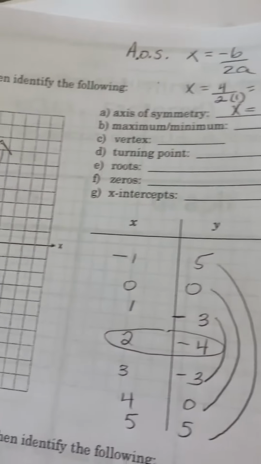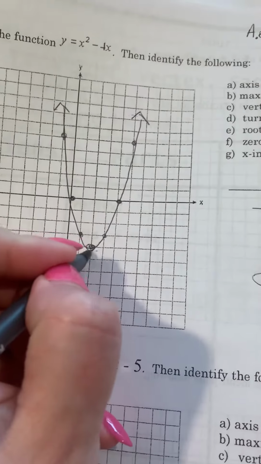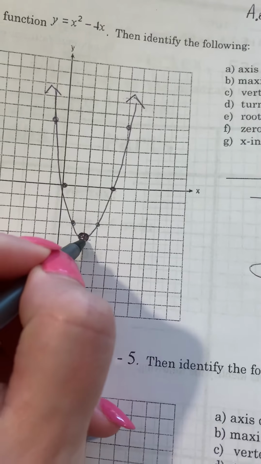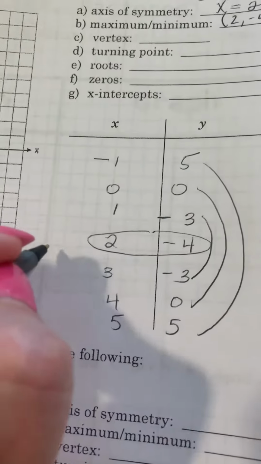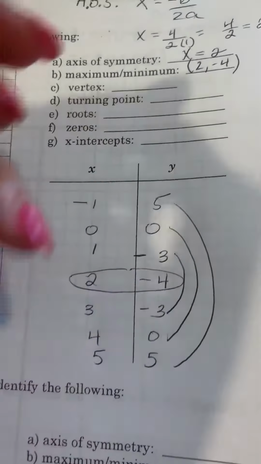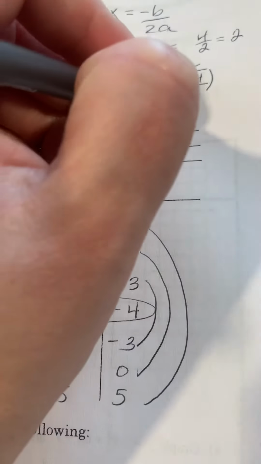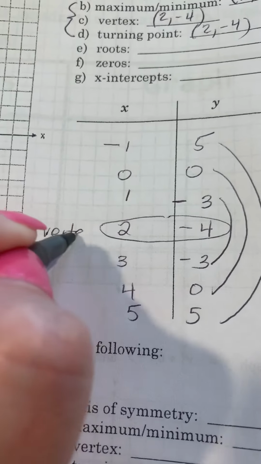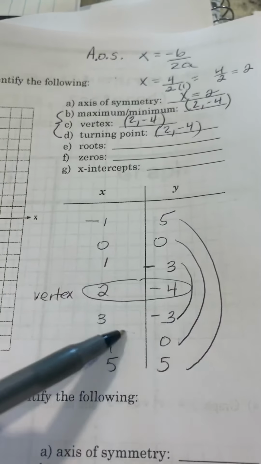All right, the middle value is actually my vertex or minimum value. In this case, it's a minimum value because it's the lowest value on the graph. They want the coordinates of that. It's 2, -4. You can see that's the middle of our table. So that would be our minimum value. That's also our vertex. The vertex is the same thing as the minimum or maximum. It's also the same thing as the turning point. So all 3 of these are the same. And that's where our vertex will be, in the middle of the table that we created with the repeated y values on each side.